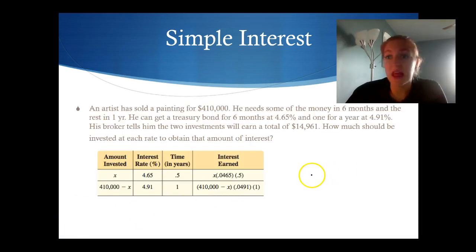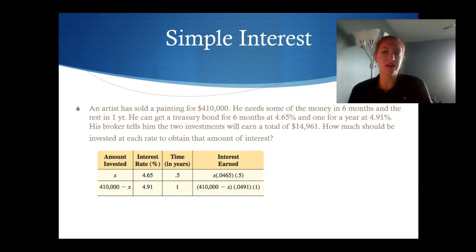Let's go ahead and do something a little more complicated, but just stick with me. So an artist has sold a painting for $410,000. He needs some of the money in 6 months and the rest in a year. So he can get a treasury bond for 6 months at 4.65% and one for a year at 4.91%. His broker tells him the two investments will earn a total of $14,961. How much should be invested at each rate to obtain that amount of interest?